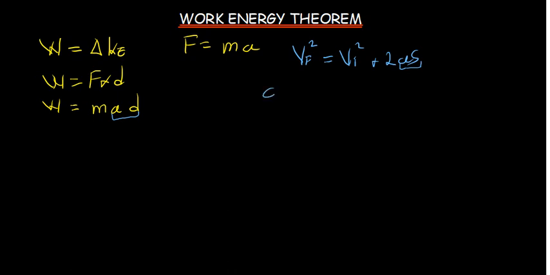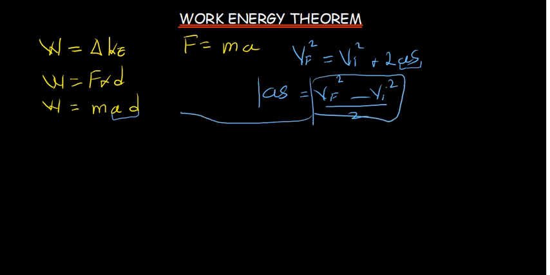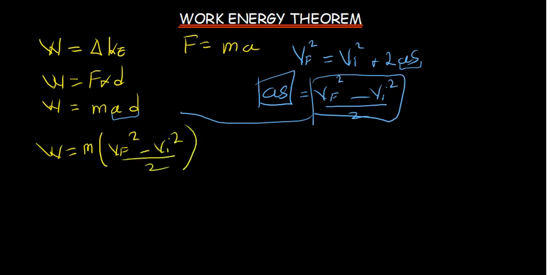So meaning our AS will be equal to our V final squared minus our V initial squared. Remember we had a 2 here, so we divide by 2 here. So we are going to bring this and replace it here, because where there's AS, we replace with that. So our work is equal to our mass times, open bracket, V final squared minus V initial squared divided by 2, close like that.